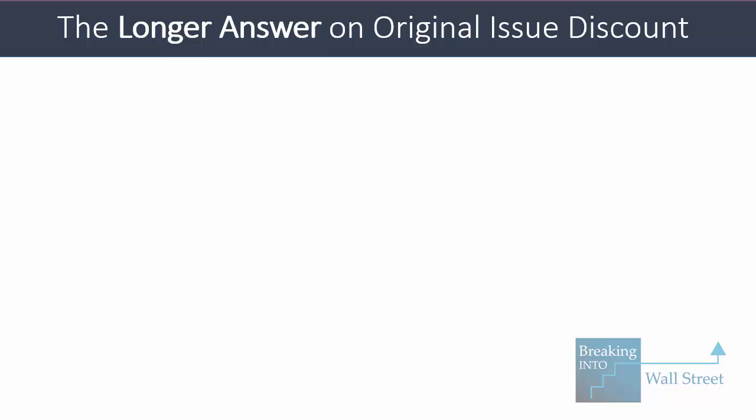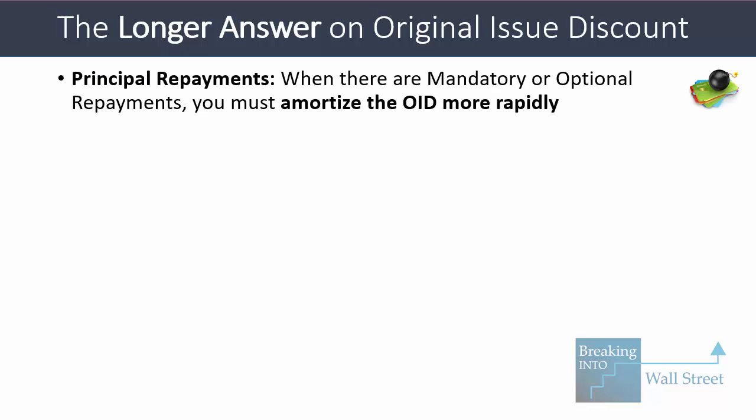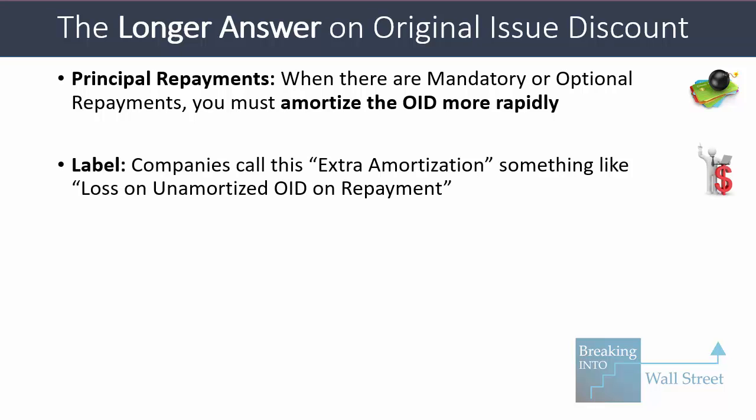Now, the longer answer to this question is that if there are principal repayments, then we have to amortize the original issue discount more rapidly. So this scenario gets a bit more complicated. It's not as easy as just saying 2 per year or taking whatever the discount is and dividing by the number of years. Companies call this extra amortization or accelerated amortization, something like the loss on unamortized original issue discount on repayment.